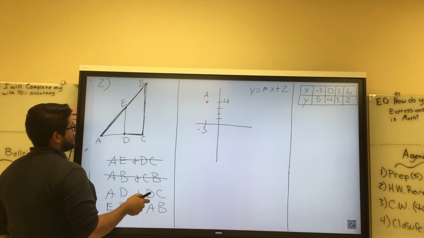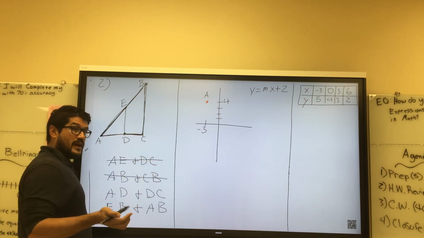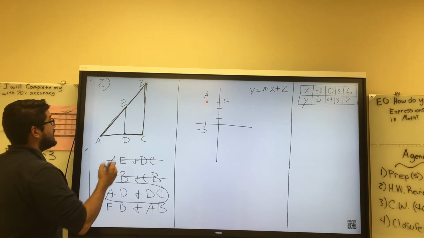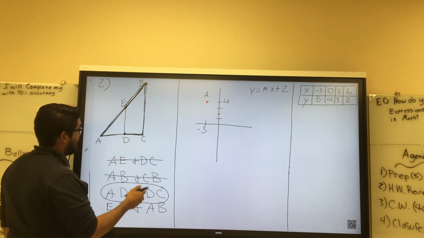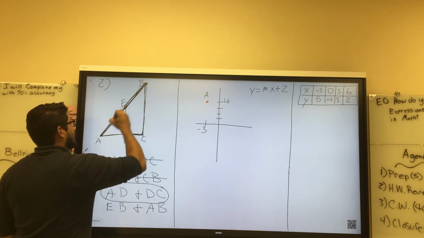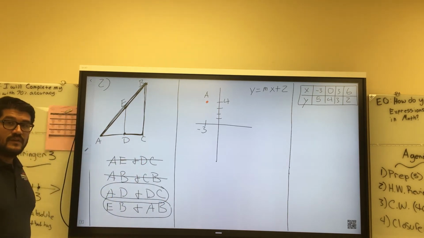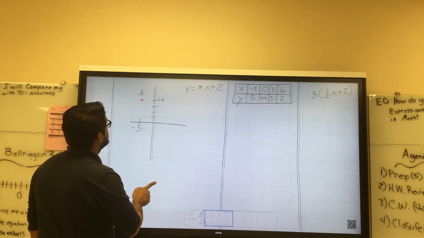AD and DC, that's correct. So that one's yes. Last one is EB, which is this one here. Is that one going in the same direction as AB? Oh yeah, that's going in the same direction as well. So these 2 are the right answers for this one. Really, really simple.